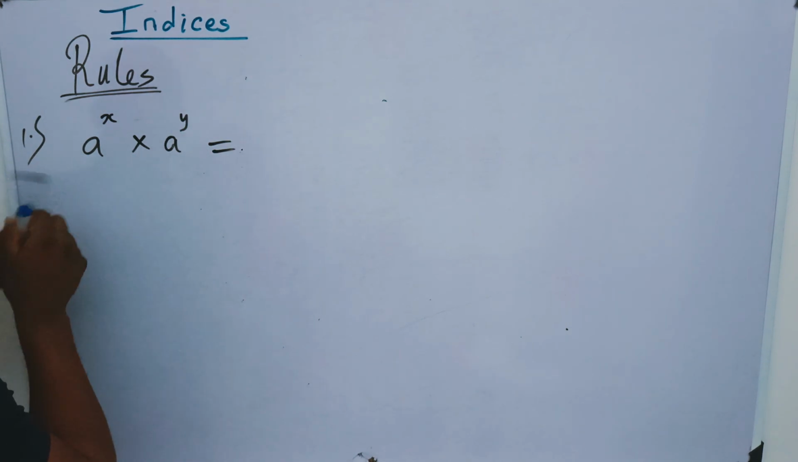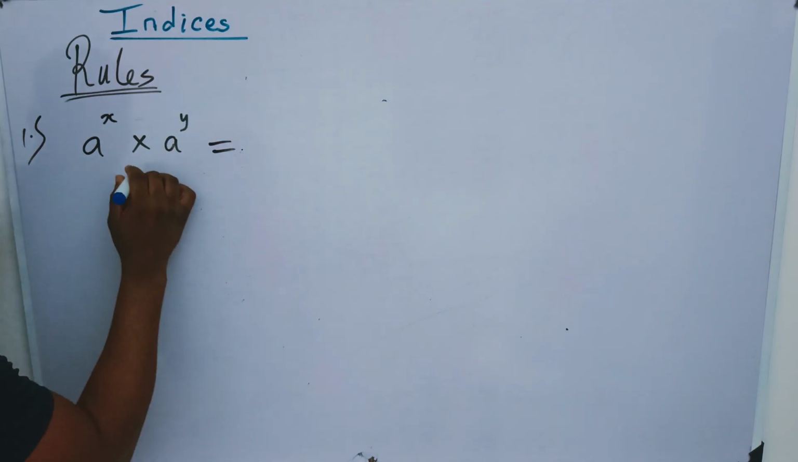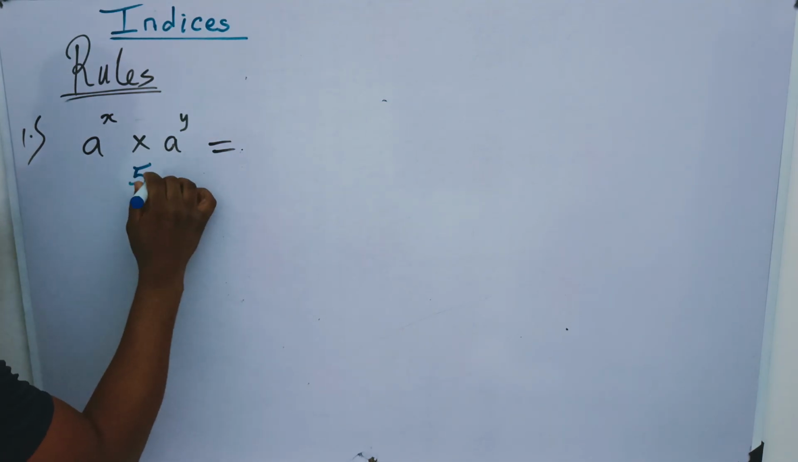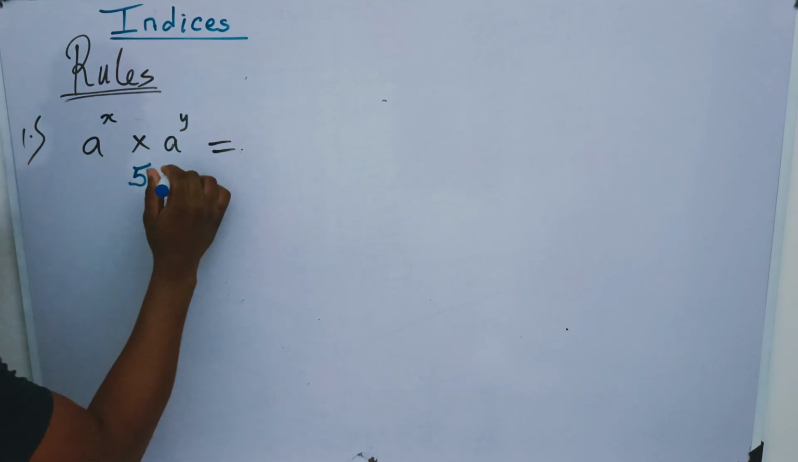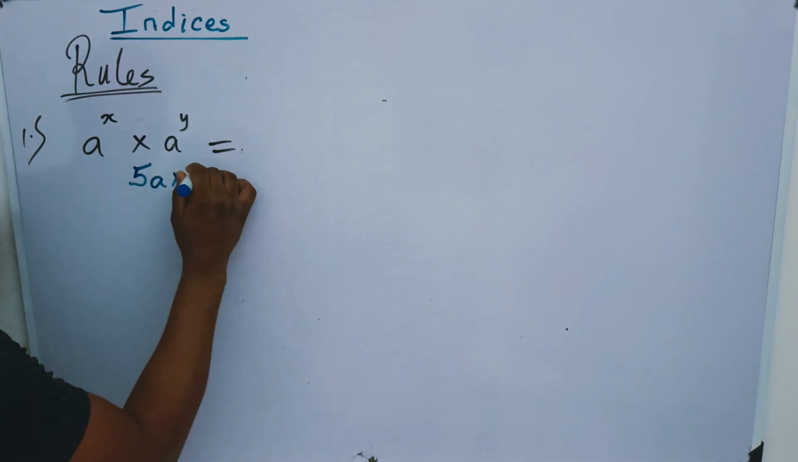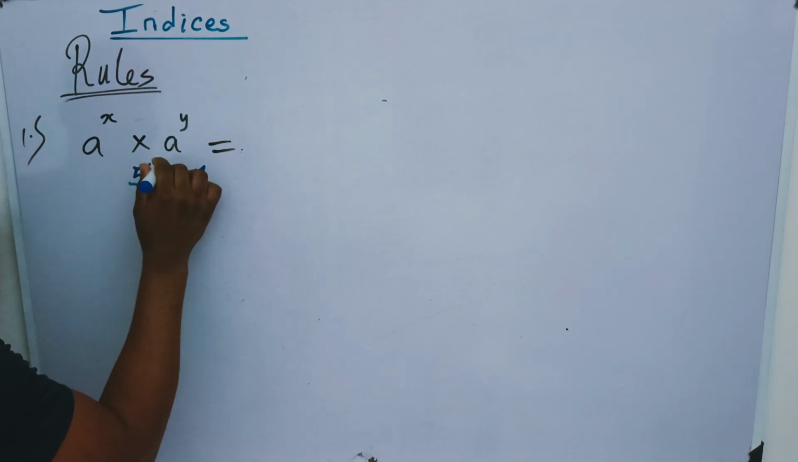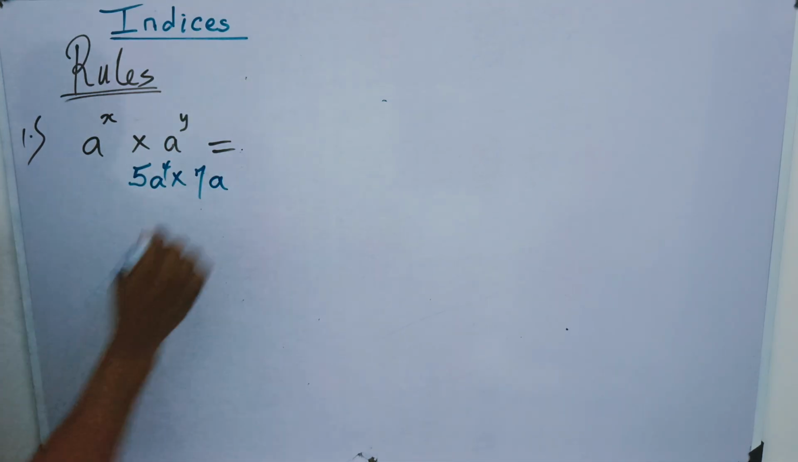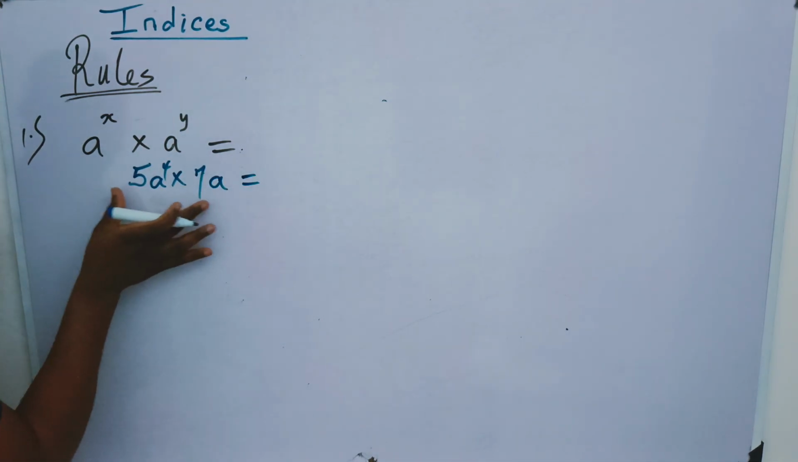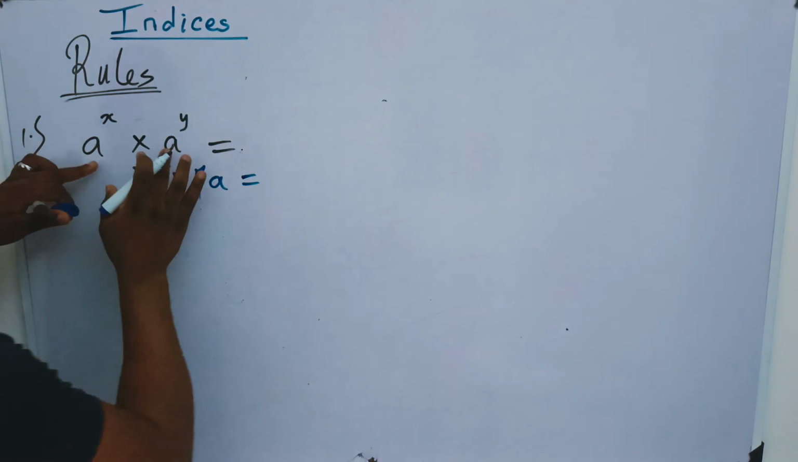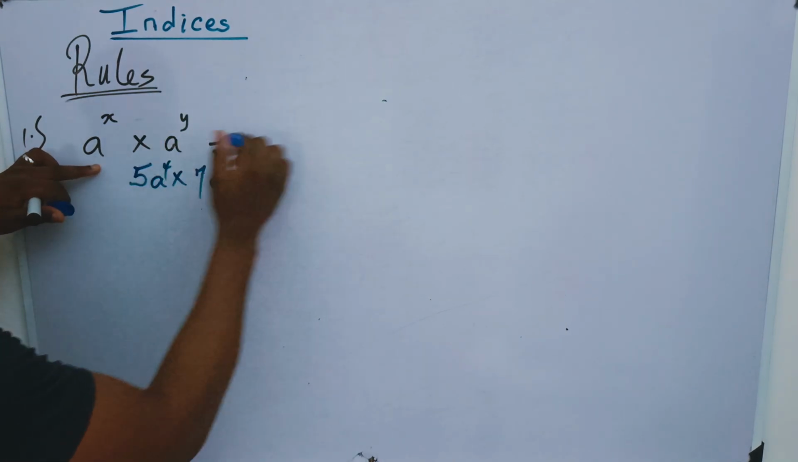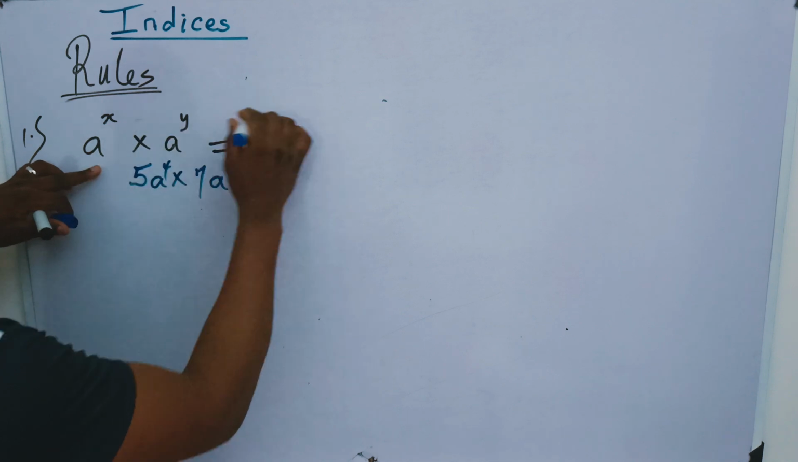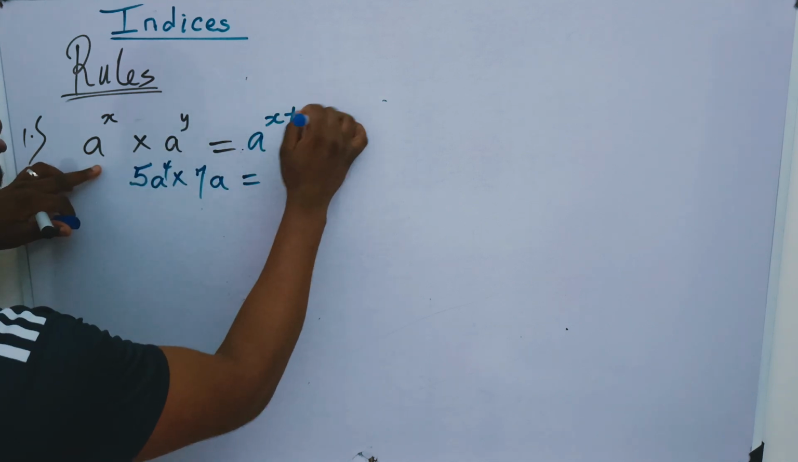So this is what you do when you have questions like, let's say, 5a to the power of 4 multiplied by 7a. What do you do in a case like this? This law would teach us what to do here. In this case, I will pick one of the bases, they are the same, and simply add up the power. That's all.